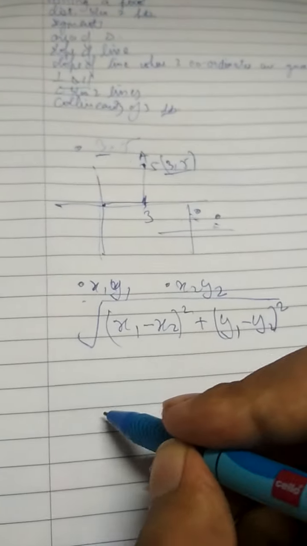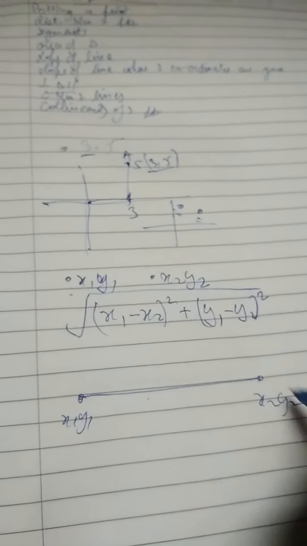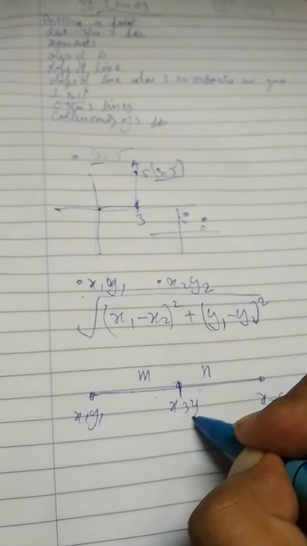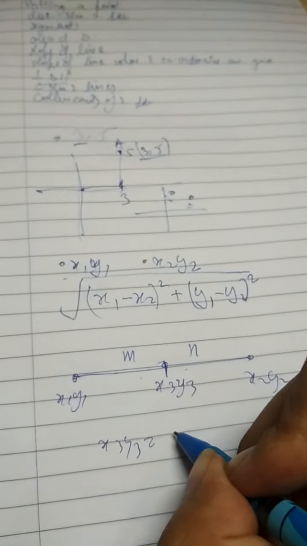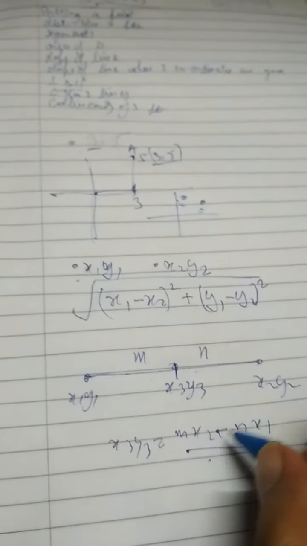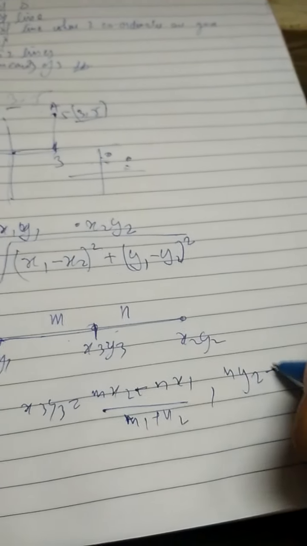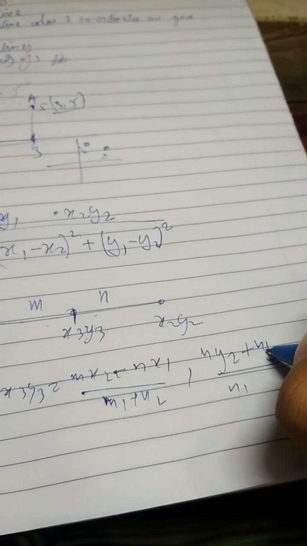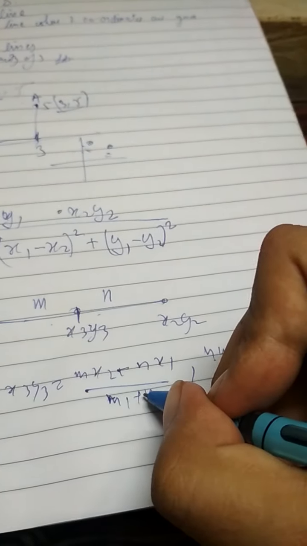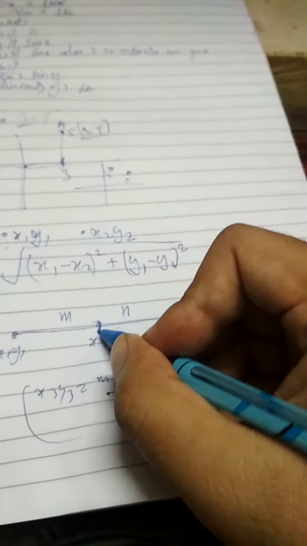Then we need to study, we are given a line, we are given 2 points (x1, y1) and (x2, y2), and we are given that this point divides this line in the ratio m to n, and it is (x3, y3). So (x3, y3) is equal to ((m x2 plus n x1) upon (m plus n), (m y2 plus n y1) upon (m plus n)). This point is given by this formula.